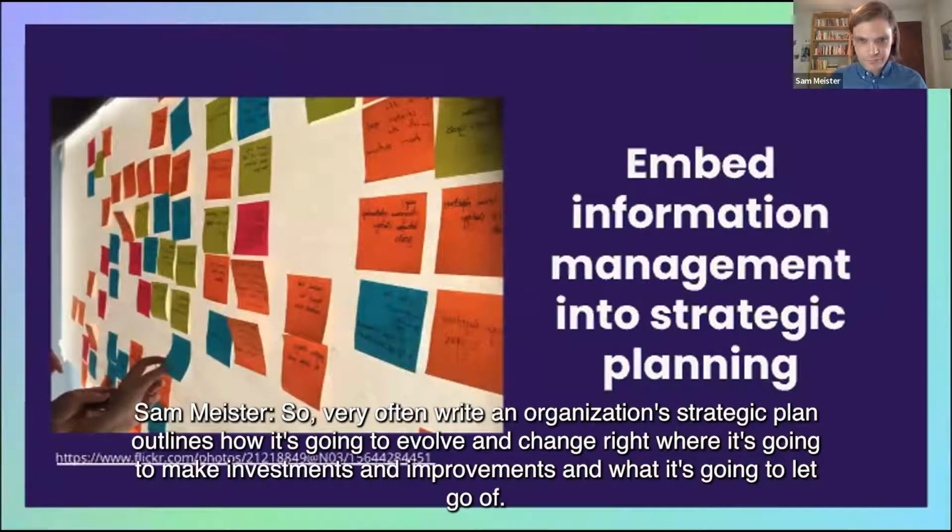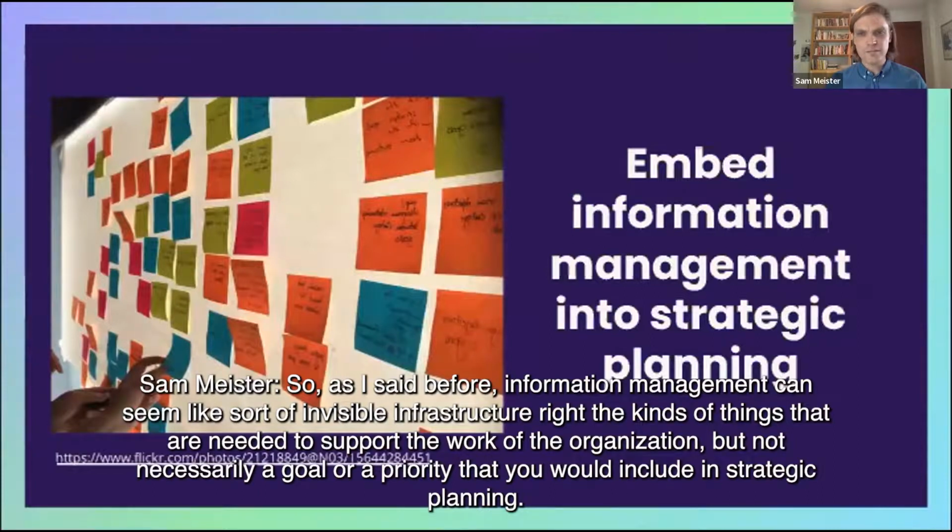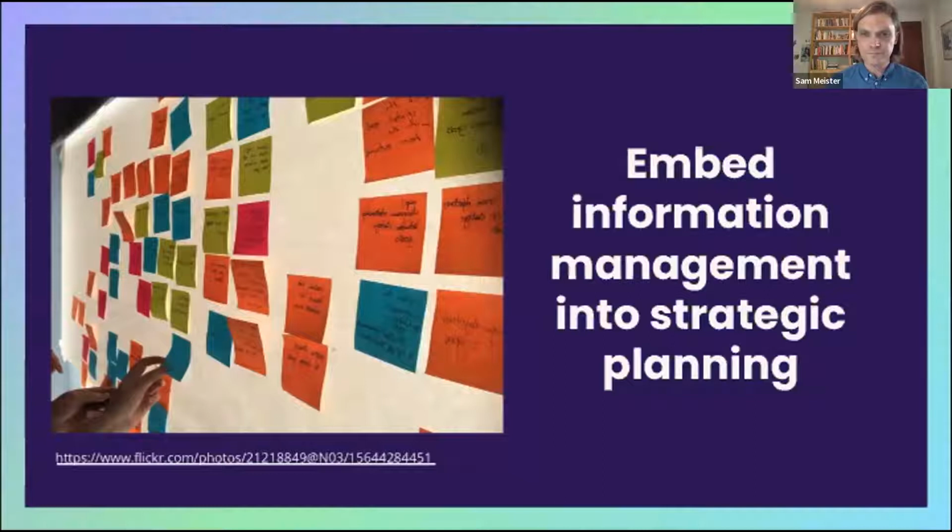So very often, an organization's strategic plan outlines how it's going to evolve and change, where it's going to make investments and improvements, and what it's going to let go of. So as I said before, information management can seem like sort of invisible infrastructure, the kinds of things that are needed to support the work of the organization, but not necessarily a goal or a priority that you would include in strategic planning.